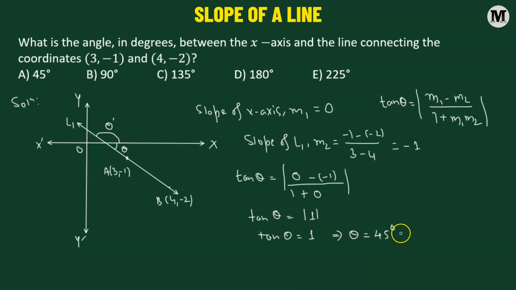Fine. Now tangent of theta equals 1 means theta is going to be equal to 45 degrees. That's by definition. And if we know theta, then we can also find out theta prime, which is nothing but simply 180 degrees minus 45 degrees. So that means we have 135 degrees. So that means option A, 45 degrees, and option C, 135 degrees. Those are going to be the two angles that the line L1 makes with the x-axis.